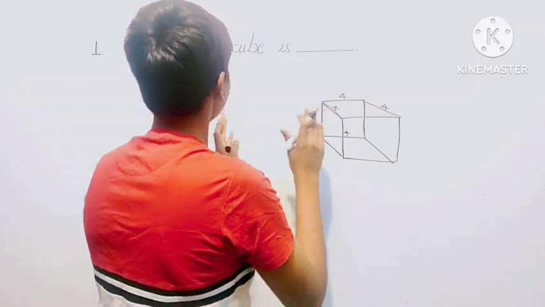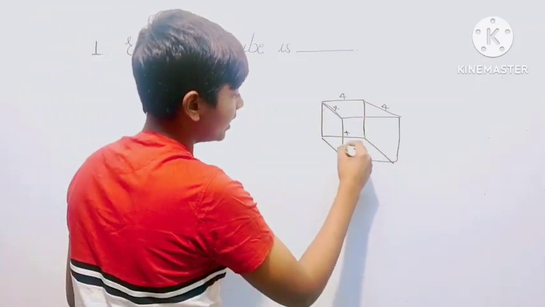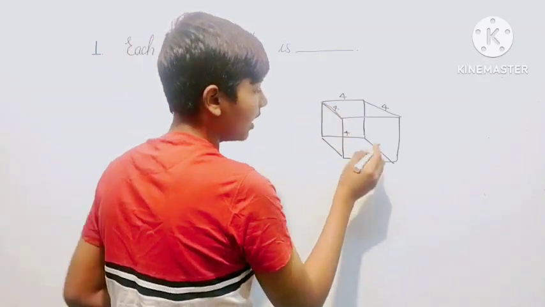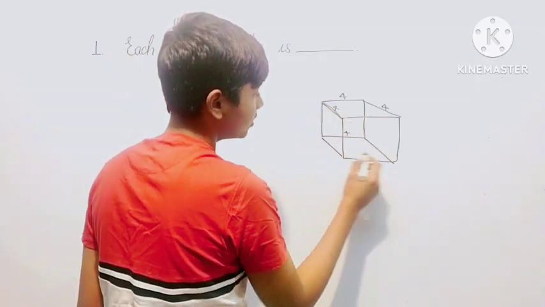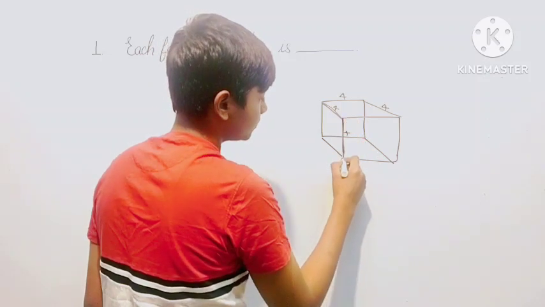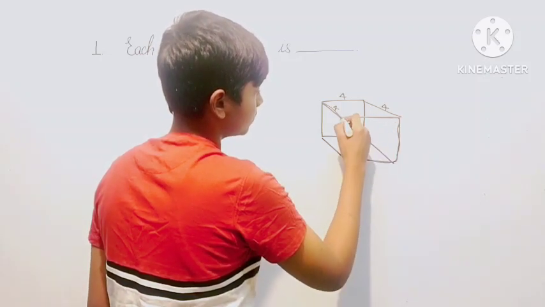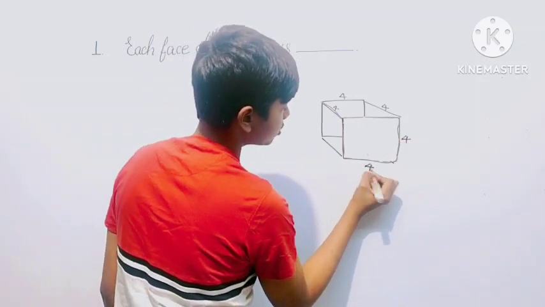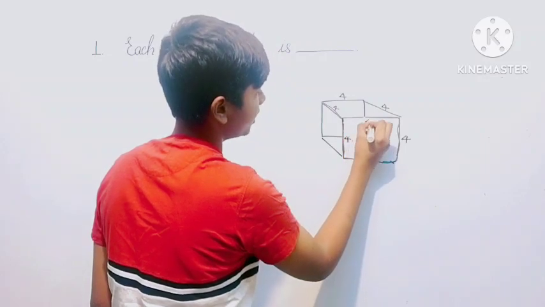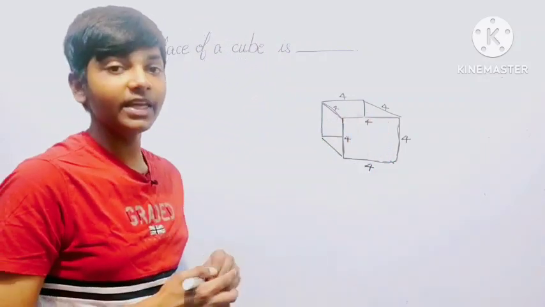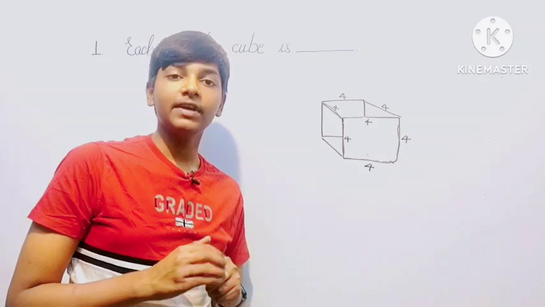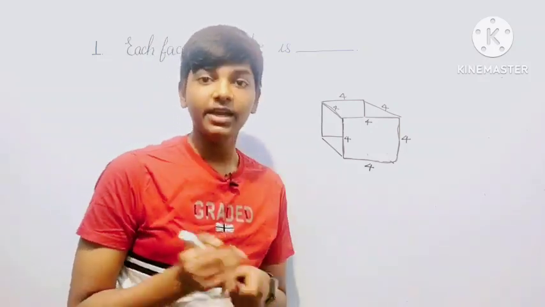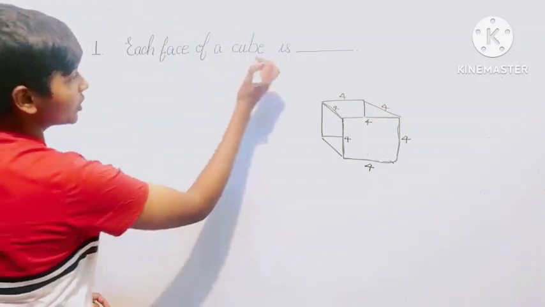So let's consider one face. A face is either this side or the bottom side, left side, right side. Let's consider the front one. If you notice carefully, this line would also be 4 centimeter, and this line, and this line, and this line, meaning every singular side is equal. And we have studied that a quadrilateral that has each of the sides equal is a square. That means each face of a cube is a square.